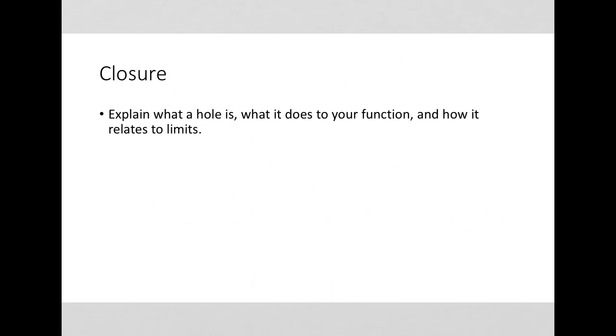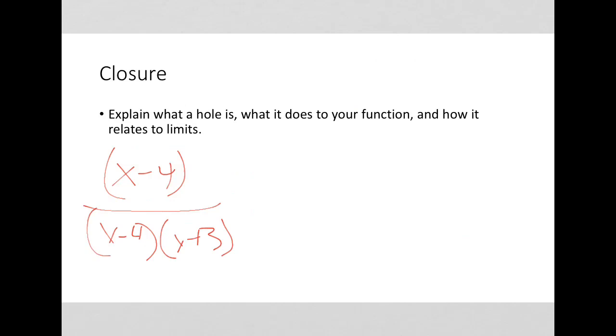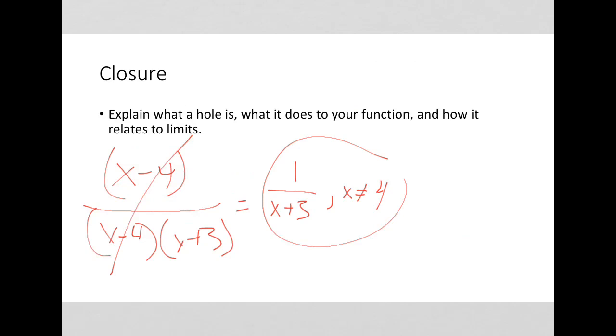And so let's talk about the last idea for the day. What is a hole? What does it do to your function? And how does it relate to limits? Well, a hole is a removable discontinuity, like (x minus 4) over (x minus 4)(x plus 3). It is considered a removable discontinuity because I could pull it out of my function and rewrite it as 1 over x plus 3 such that x is not equal to 4. These two things are exactly the same.